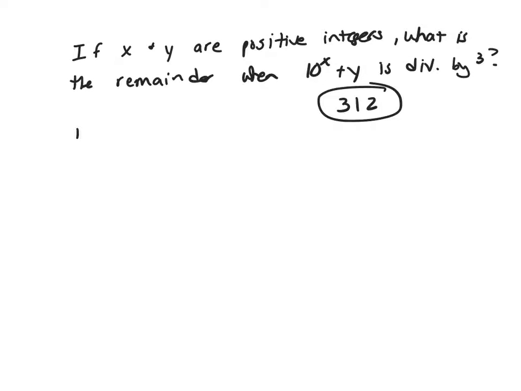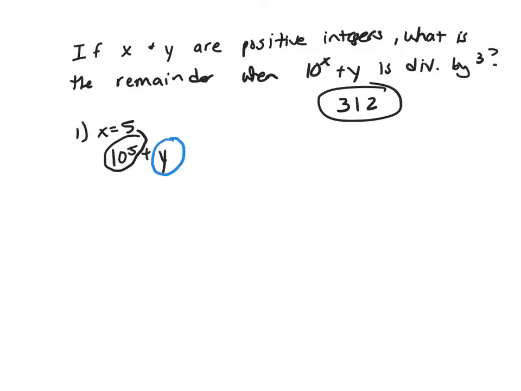Now, if you look at clue 1, which is x equals 5, that means you've got 10 to the 5th plus y. That's not going to work because 10 to the 5th is always going to be a number with zeros behind it. And y can be anything.